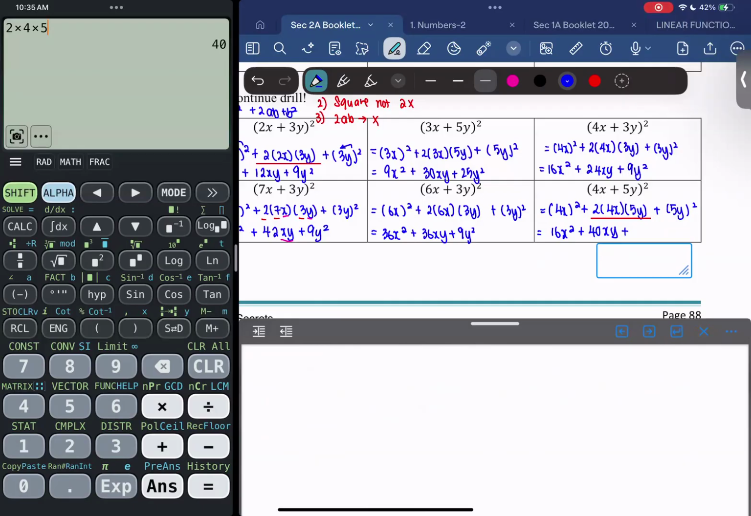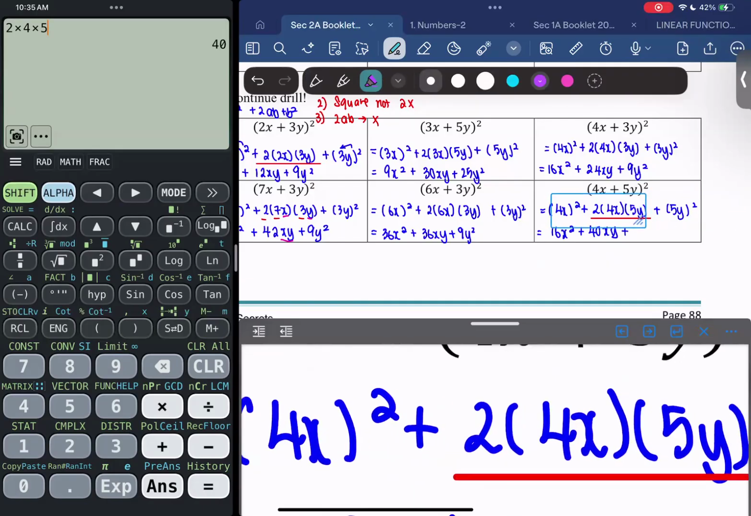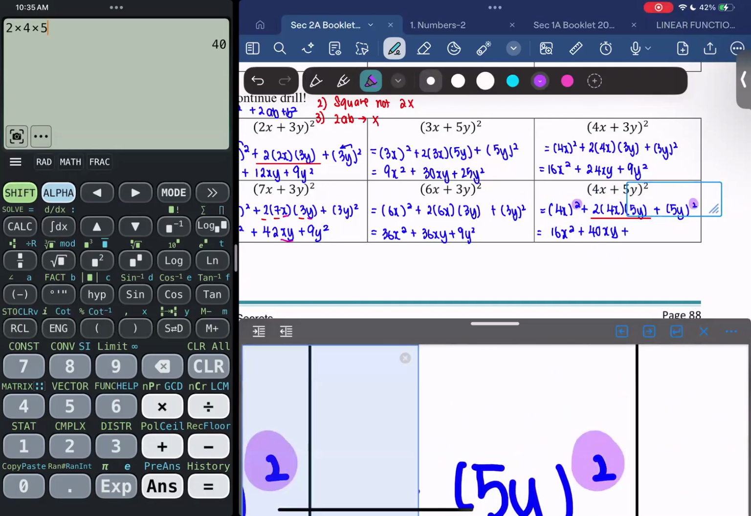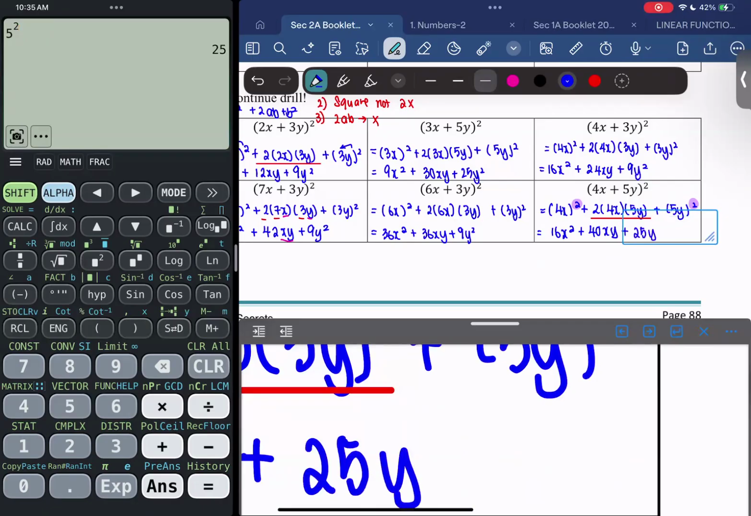No. Remember, it's not a multiply by 2. When you have a square, it means what? 5 squared. Remember, the first and last terms are always squared. So you just key into the calculator 5 squared. You get 25. So the answer is 25y squared.